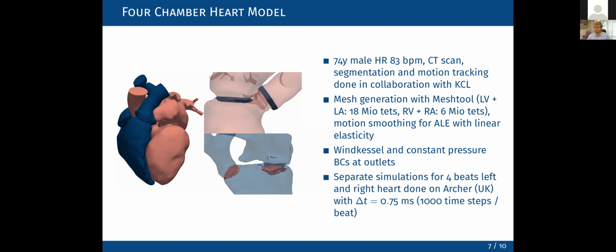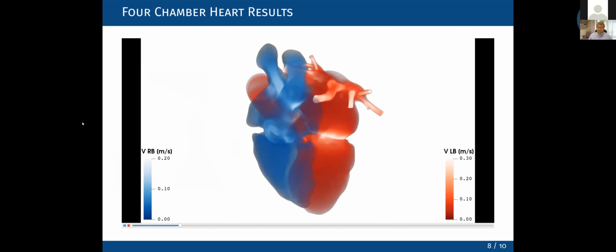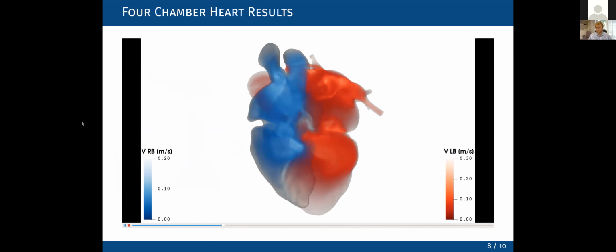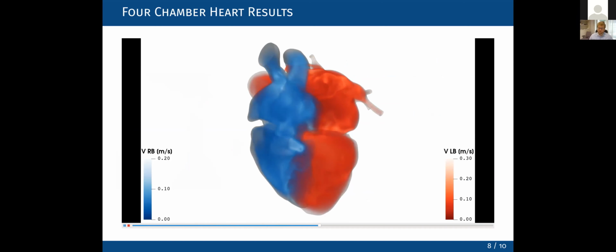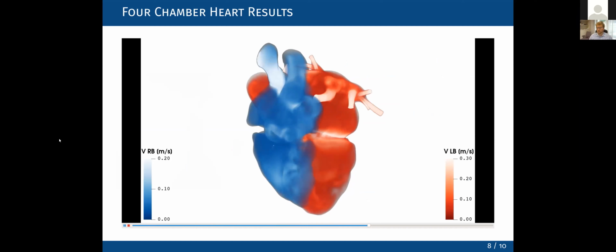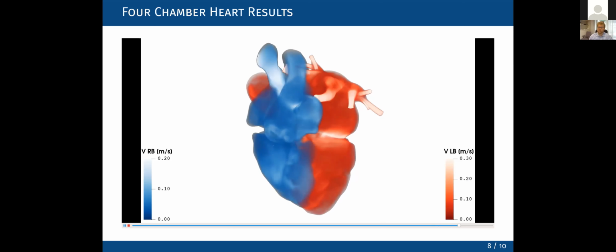With that, we did 4 beats for each side of the heart, and this was done on the ARCHER cluster in the UK. Every one of these simulations for 4 beats took less than 24 hours to complete. Here you see a result. Here you see the evolution of the velocity field in the left and the right heart. In this case, I put the simulations together again, so they look a bit nicer.